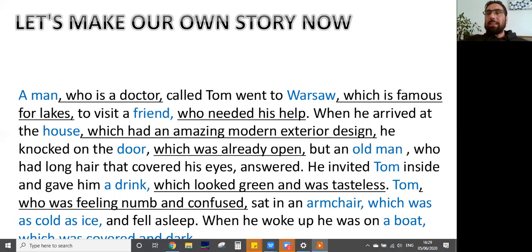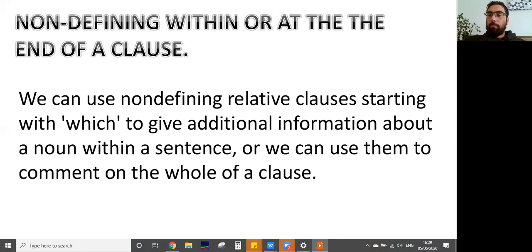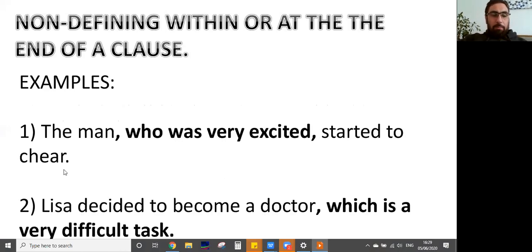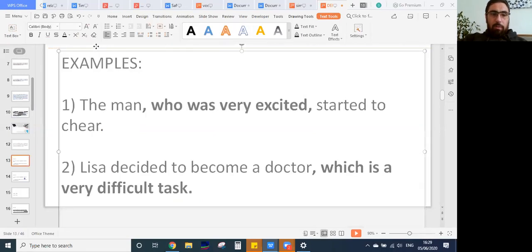So now we've practiced giving information after a noun. Now we want to do something different. We can also add non-defining relative clauses to comment on a clause, the whole of the clause, not just one noun in the clause, but to comment on the whole of the clause using which. Okay, so we do this using which and not who. So let's take a look at some examples. Sorry, I'm going to have to move them up a bit for you to see them.